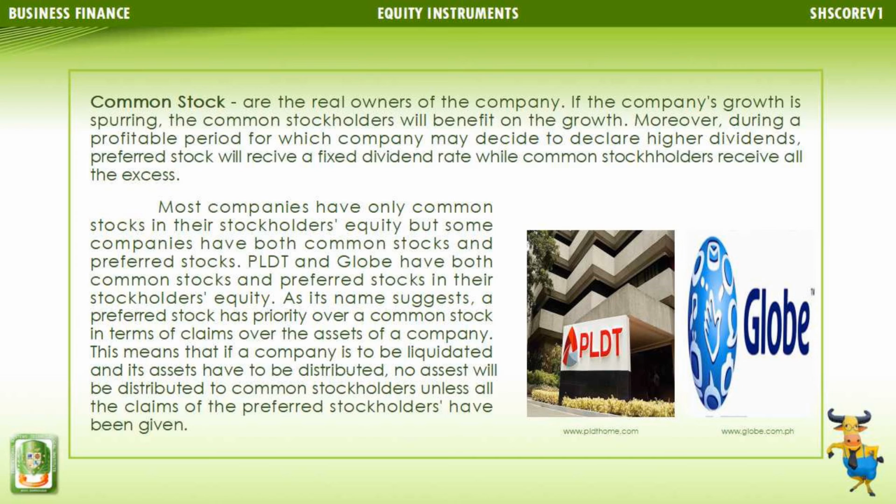As its name suggests, a preferred stock has priority over a common stock in terms of claims over the assets of a company. This means that if a company is to be liquidated and its assets have to be distributed, no assets will be distributed to common stockholders unless all the claims of the preferred stockholders have been given.